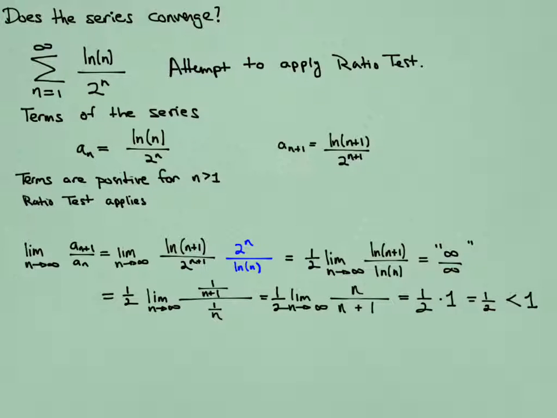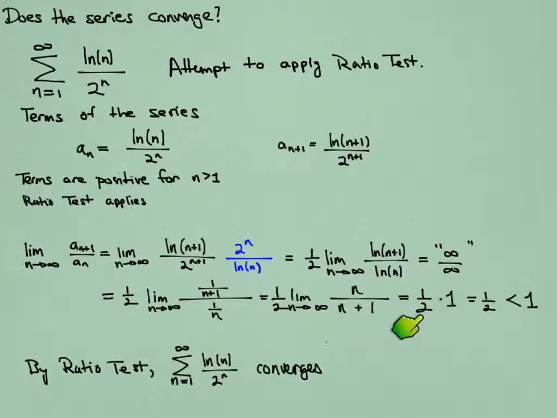Because that number is less than 1, the ratio test tells me that this series must converge. When the value you get from looking at the limit of consecutive terms is small, specifically less than 1, your series is in fact converging.